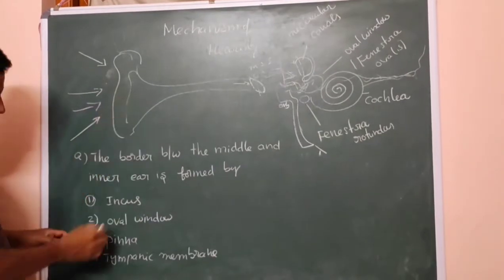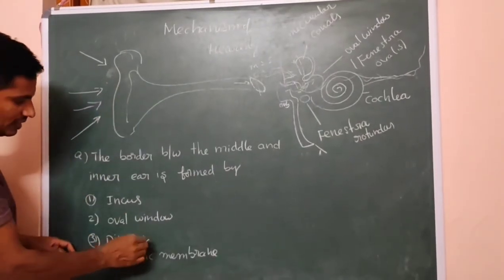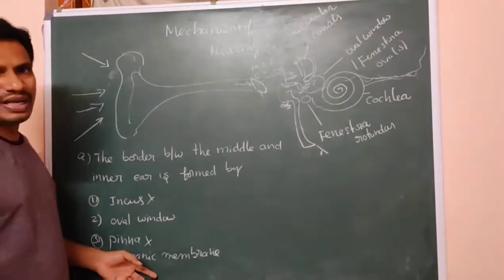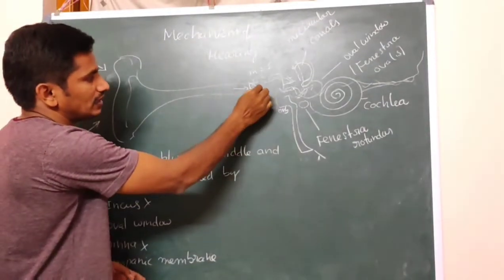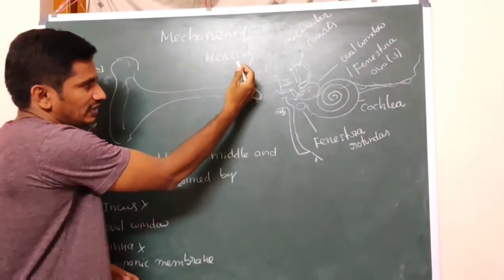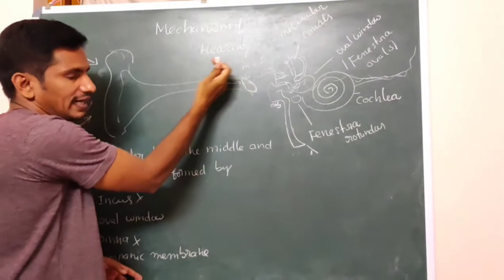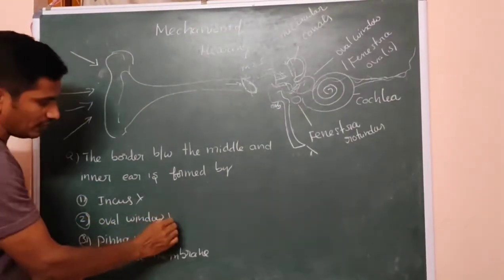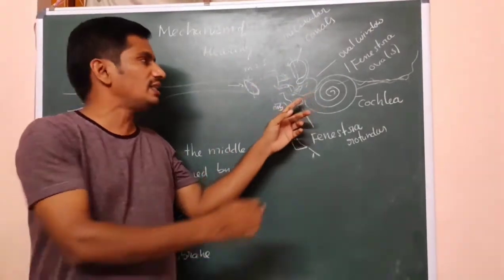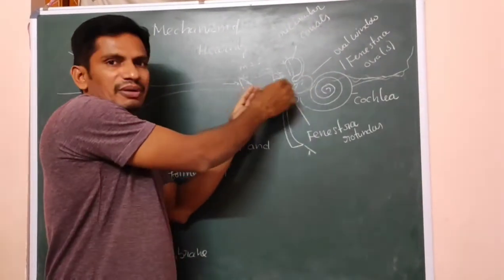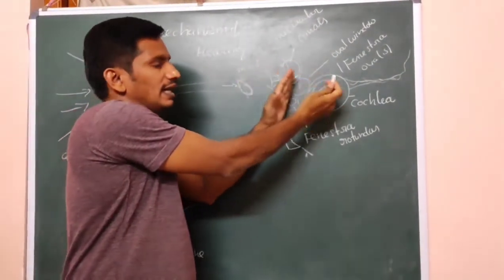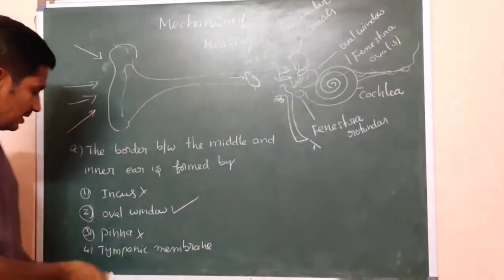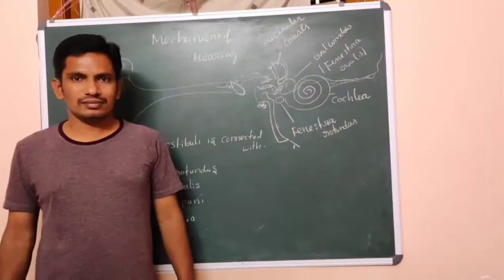There is no chance for the pinna and incus. The tympanic membrane is the eardrum, which is actually the border between the middle and external ear, so there is no chance. Then the answer is the oval window, because only the oval window is the border between the middle ear and internal ear.